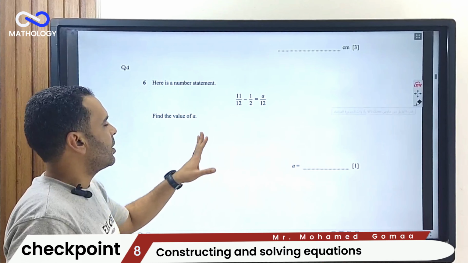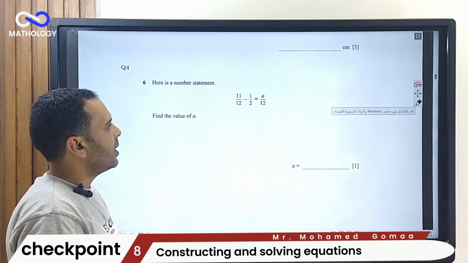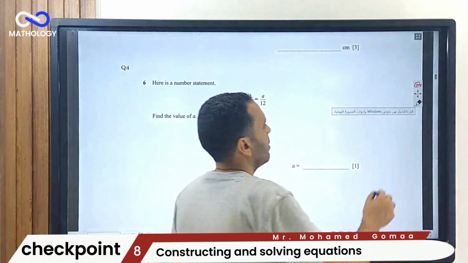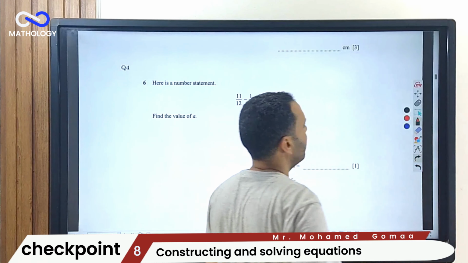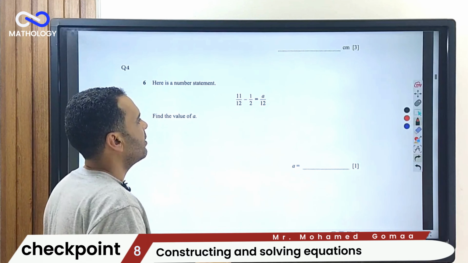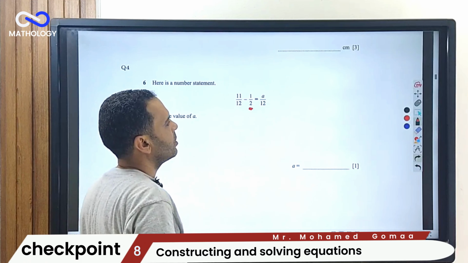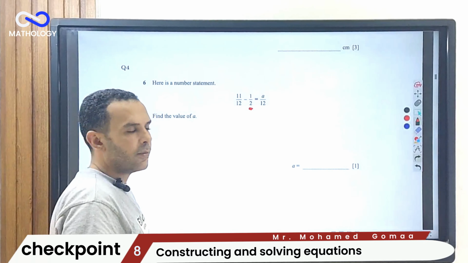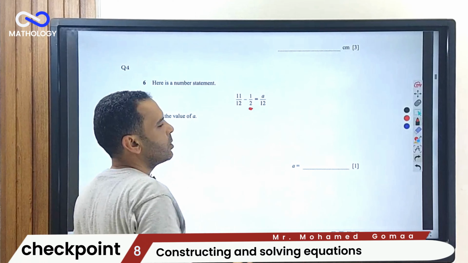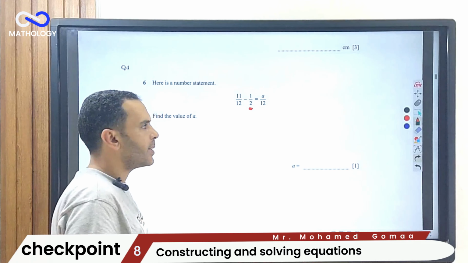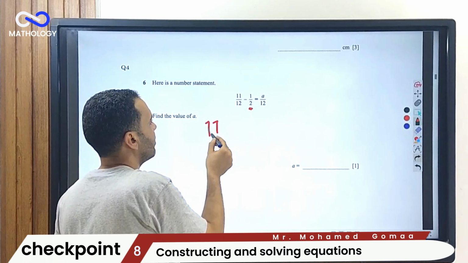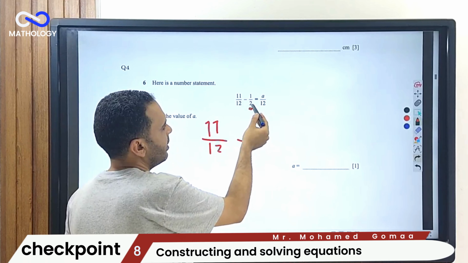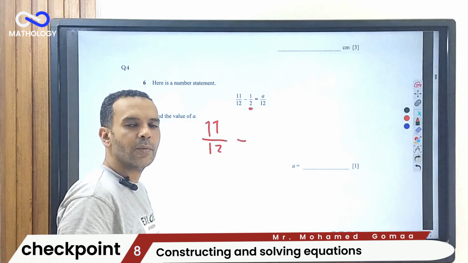Here we have the fraction 11 over 12 minus 1 half equals a over 12. These are fractions with different denominators. We have here denominator equals 2, but all the other denominators equal 12. So to make 2 equal 12, you have to multiply by 6. Bring down this fraction as it is, minus. To make this number equal 12, you have to multiply 2 by 6.